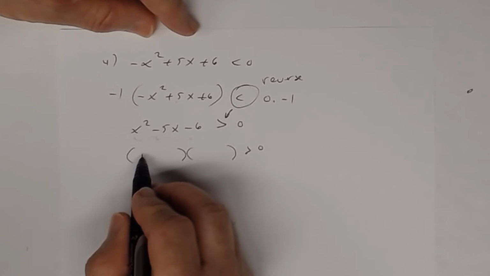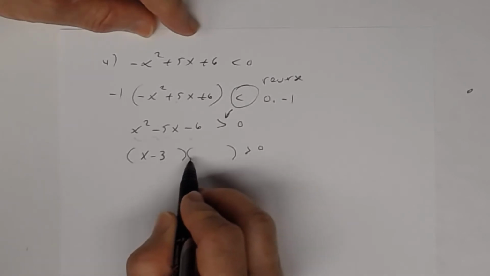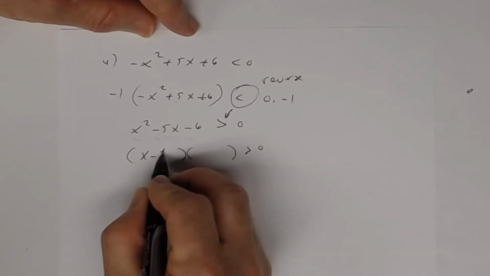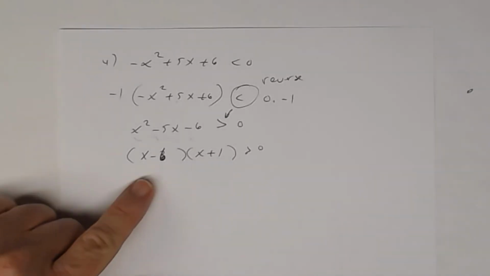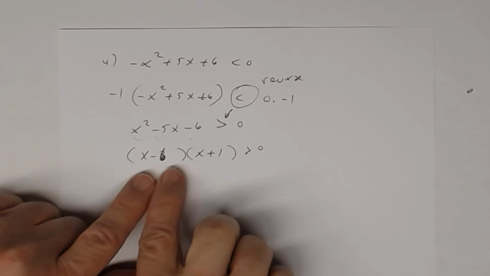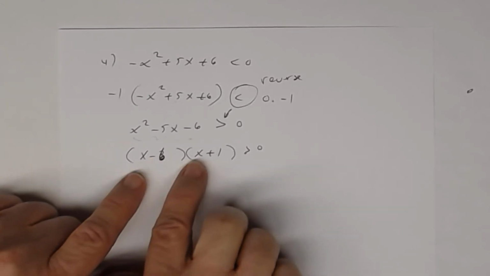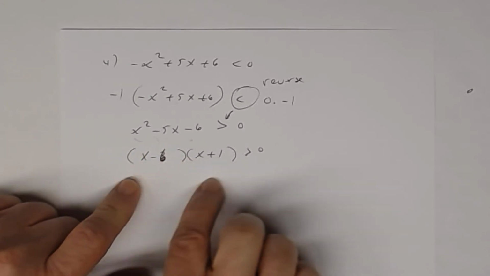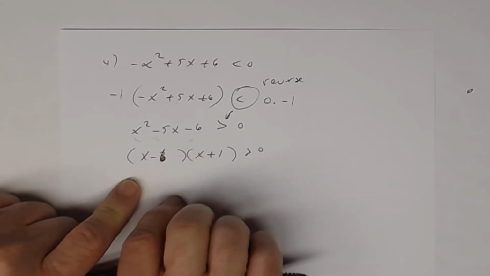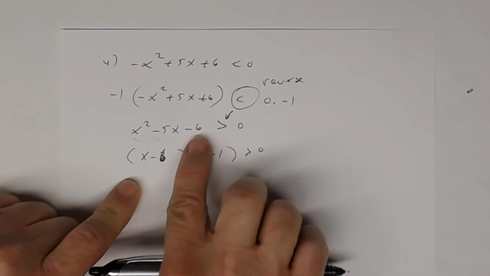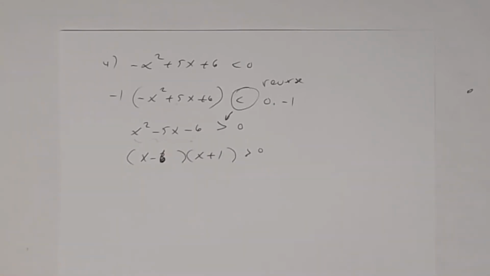So when I factor this, I get x minus 3, x minus 6 rather, x minus 6 times x plus 1. Okay, so that should be correct. X minus 6 times x plus 1. X times x is x squared. The outer is a positive x. The inner is a negative 6x. I get negative 5x when I add them up. Negative 6 times positive 1 is negative 6. Okay, so I factored it correctly.